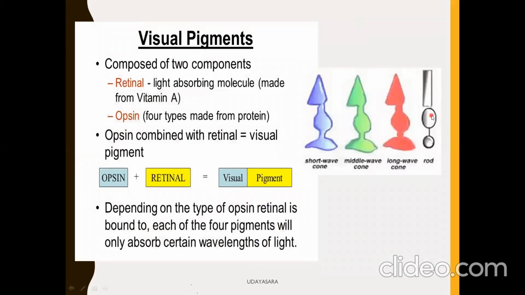The visual pigment is composed of two components. It is a conjugated protein composed of retinal, which is present in the 11-cis retinal form, and opsin, which is a protein. Each of the four pigments absorbs a certain wavelength, and rhodopsin absorbs the middle part of the spectrum, which comprises 500 nanometers.